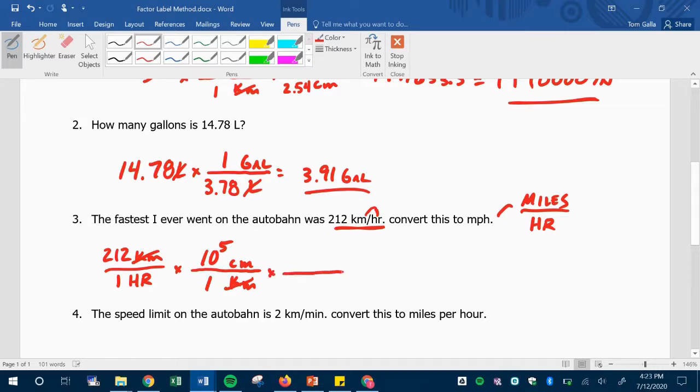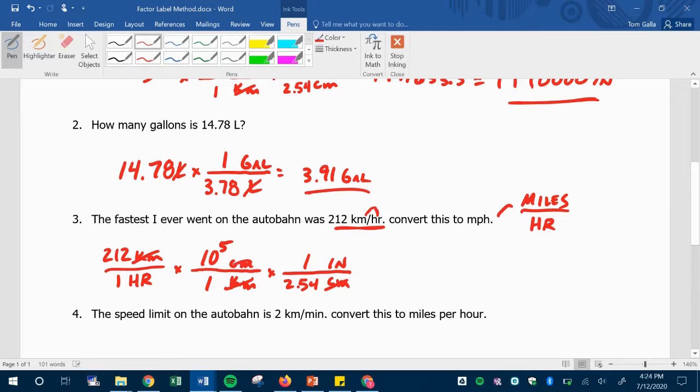And now we need to convert centimeters to inches. If we need centimeters to cancel out, that means since it's on the top here, it needs to go on the bottom here. And then inches should be on top. If we look at that last conversion factor, there's 1 inch for every 2.54 centimeters. Now, centimeters is canceled out, and we're in inches.